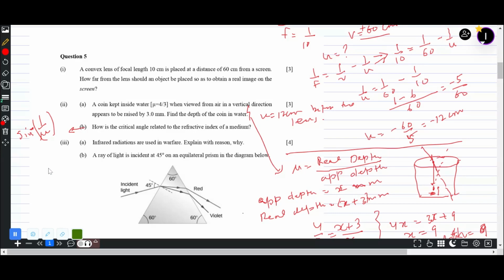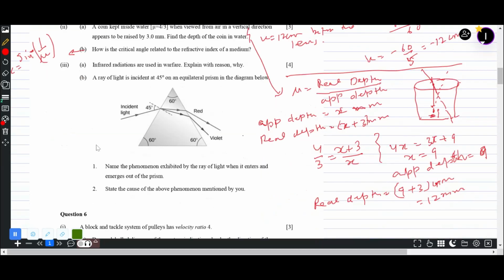Actually, we use Snell's formula: sin i by sin r is equal to mu. But here we are talking of mu of the denser medium. So we say critical angle C is equal to sin inverse 1 by mu. Mu is the refractive index of the denser medium. You can write that also: mu is the refractive index of the denser medium.